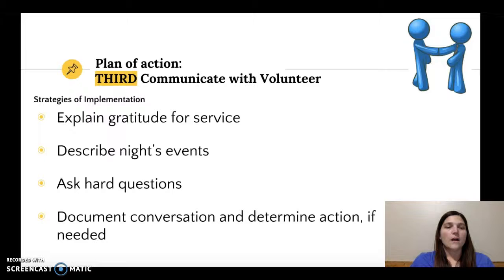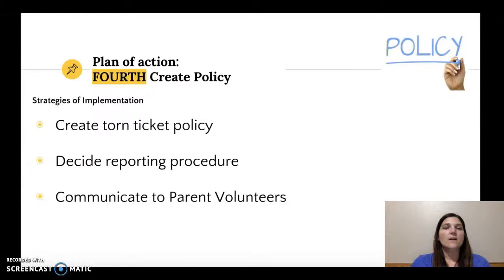As all principals should do, you should document this discussion, including the time, the place, and any comments made during this discussion. Also, the principal will have to determine whether or not any further action is needed concerning this parent's volunteering. The steps from here on out should be followed no matter what the principal decides to do.